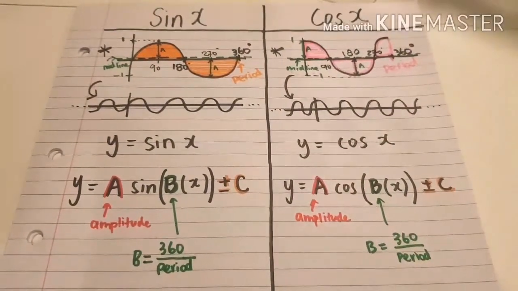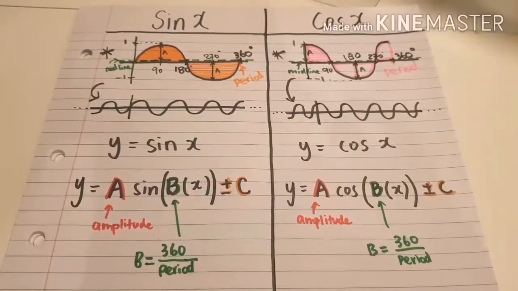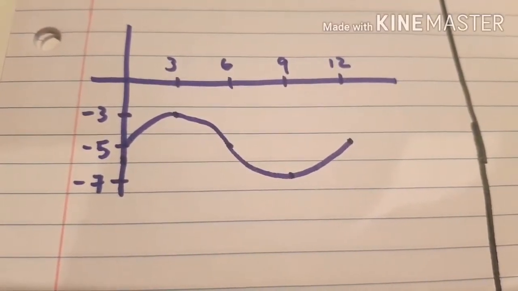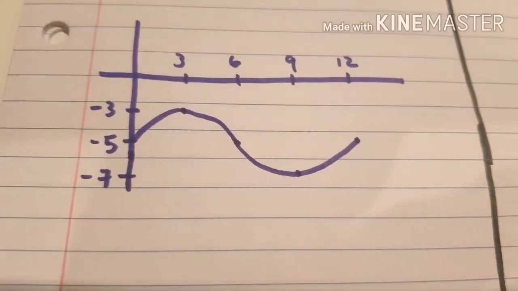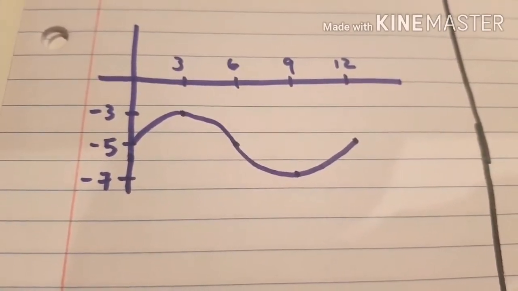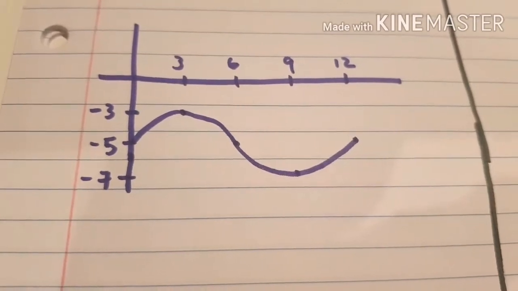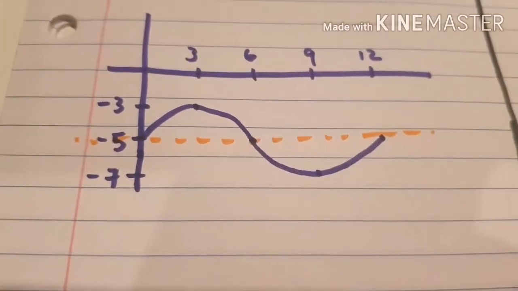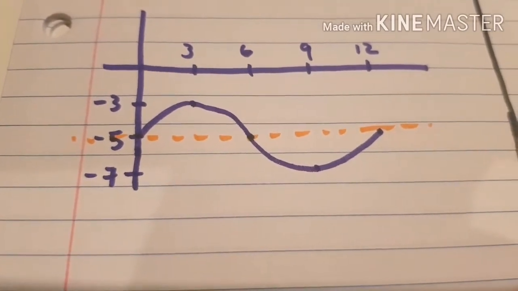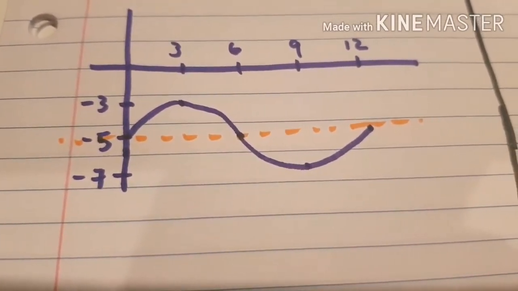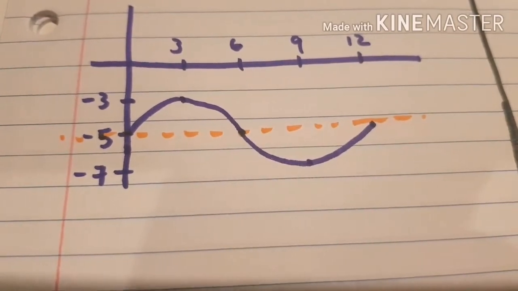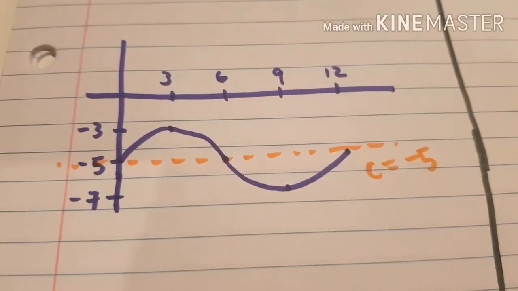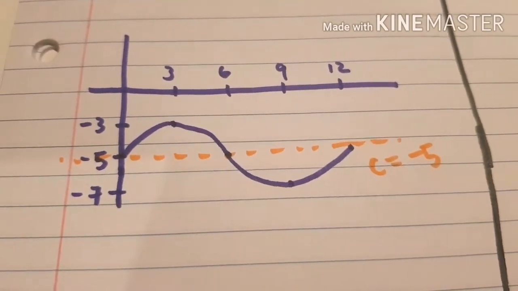Okay, so now let's go over and do some questions. Here's an example. First of all, number 1, you need to find out where the midline is. Well done. This is the midline. So the midline is at -5. So what's my C value? Yep, your C value should be -5.